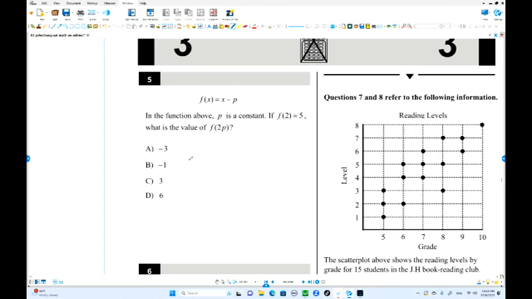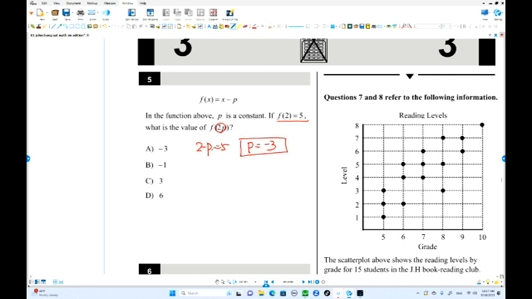All right, number 5. f of x equals x minus p, in the function p is a constant and f of 2 is 5. Anyway, you're going to find the value of p, right? To put the number up there: 2 minus p equals 5. p equals how much? Negative 3.